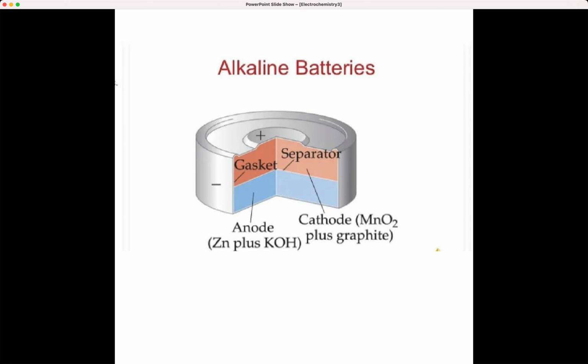Now, what are alkaline batteries? You can see the alkaline battery here, we have got a gasket, and this is a separator, and this part is the cathode, mostly MnO2, manganese dioxide plus graphite, and the anode is zinc plus KOH.